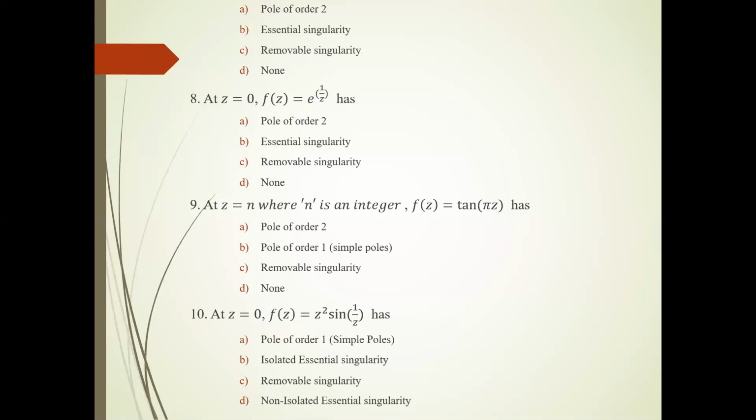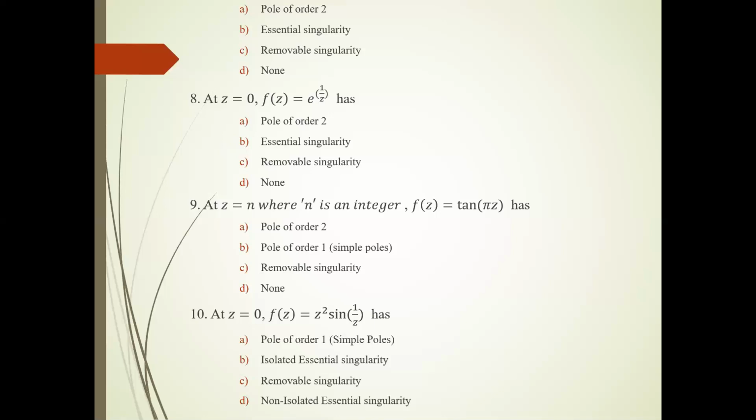Sine 1 by z is equal to 0 means 1 by z is equal to n pi, so z is equal to 1 upon n pi. These are the zeros of the given function f(z). This is the sequence of zeros of the given function. We have to use a theorem: the limit point of the sequence of zeros of a function f(z) is an isolated essential singularity.